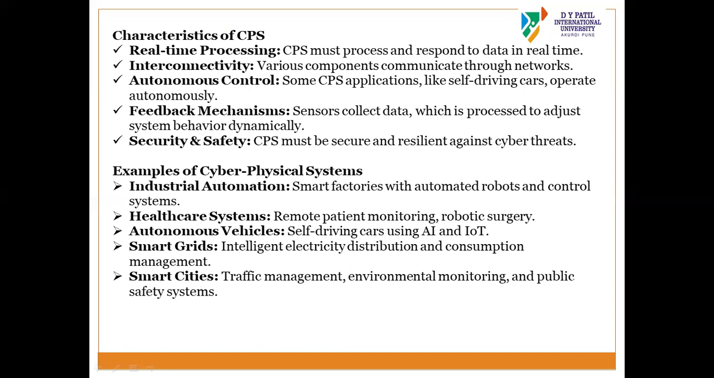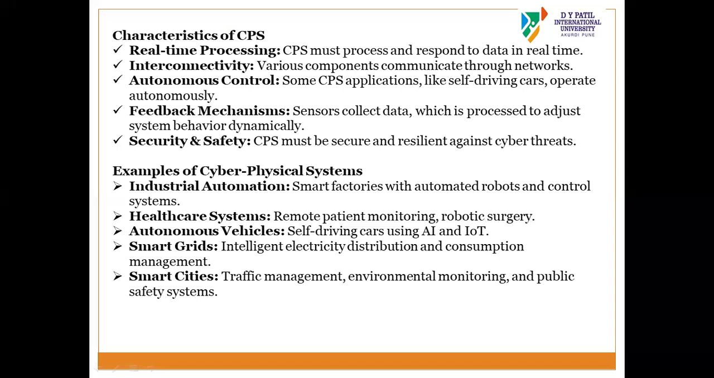Then next, we have some examples of cyber physical systems. Let's take the example of industrial automation. Mostly in smart factories, we have automated robots and control systems, which are again an example of CPS. Then for healthcare systems, we can use CPS for remote patient monitoring and robotic surgery, and autonomous vehicles like self-driving cars, which use AI and IoT.